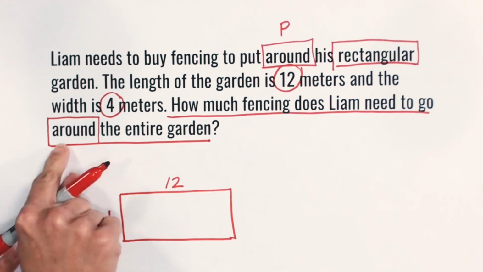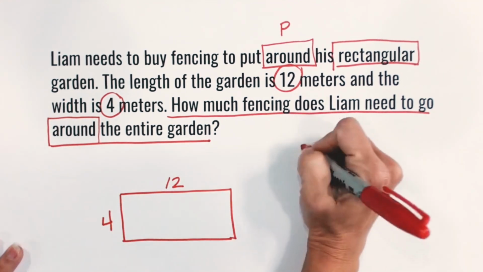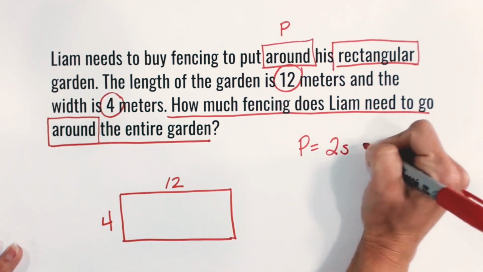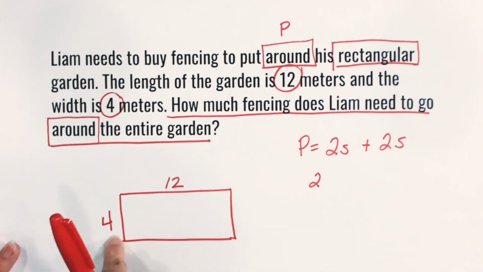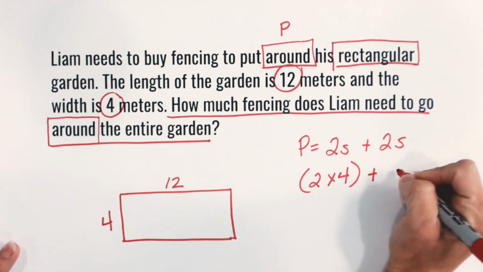So if we're looking for around the garden, we're looking at perimeter, and we want to look at that perimeter formula. The perimeter formula, again, was P equals 2 side plus 2 side. So let's put in our numbers from our rectangle. We'll have 2 times 4, and we'll add that to 2 times 12.